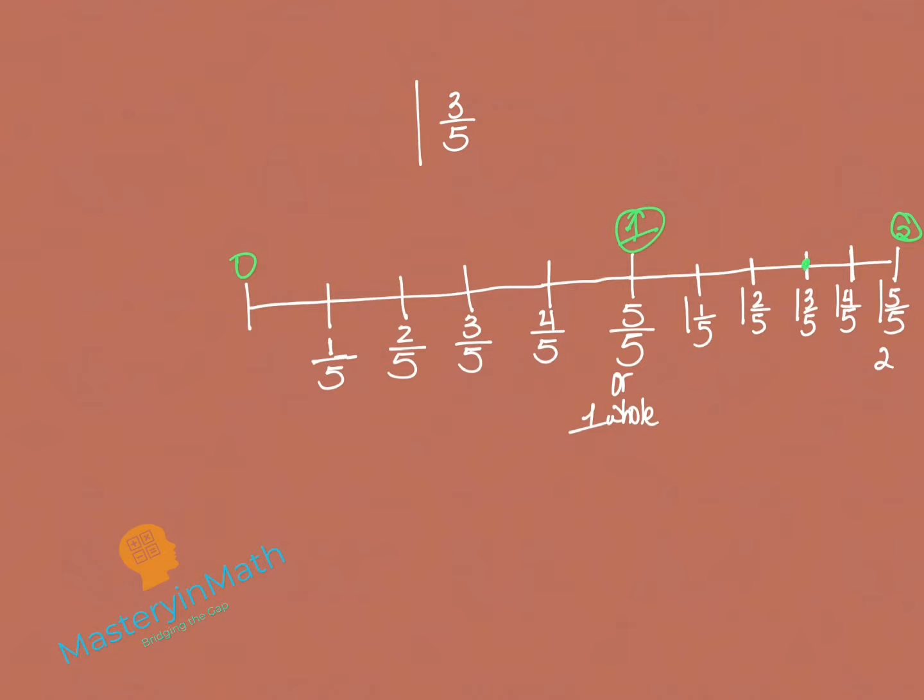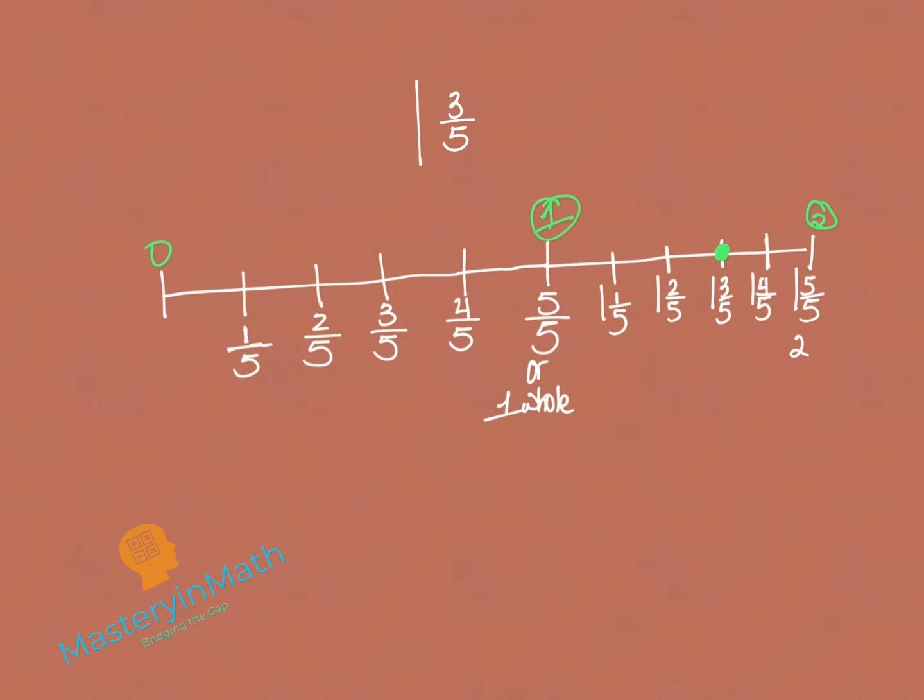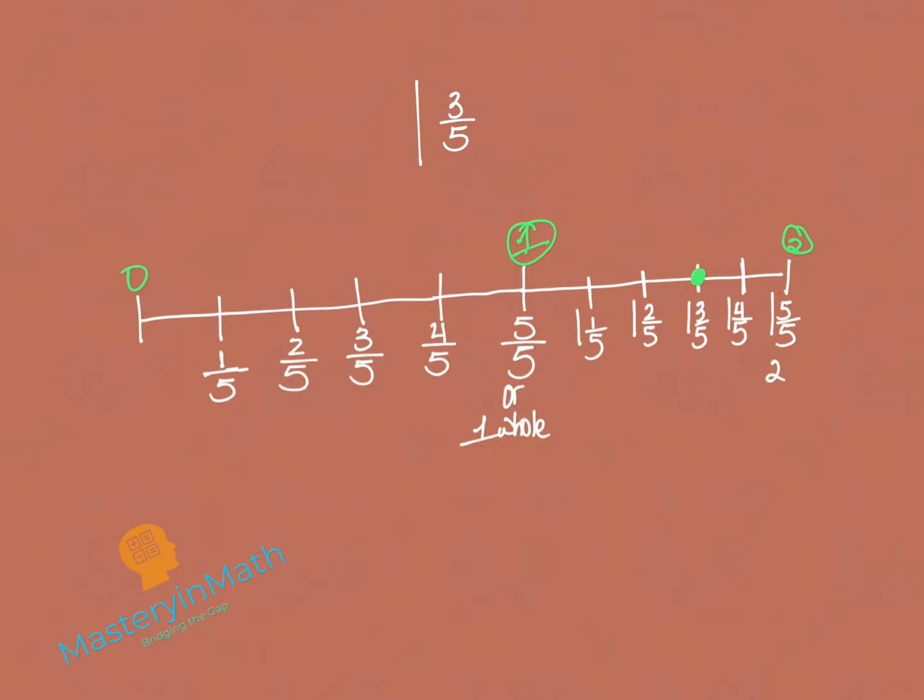Okay, now let's look at it. You see where the green is? We start at 0, then 5/5 is a whole, and then 1 and 5/5 is two wholes.